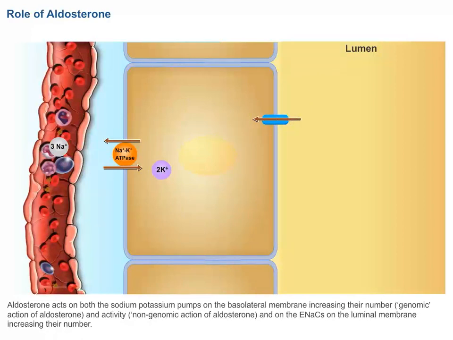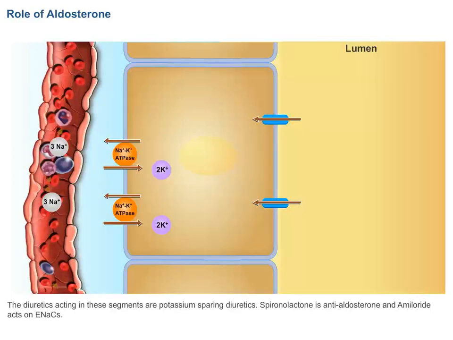Role of aldosterone. Aldosterone acts on the sodium-potassium pumps on the basolateral membrane, increasing their number. Genomic action of aldosterone increases their number and activity. Non-genomic action of aldosterone acts on the ENaCs on the luminal membrane, increasing their number. The diuretics acting in these segments are potassium-sparing diuretics. Spironolactone is anti-aldosterone and amiloride acts on ENaCs.